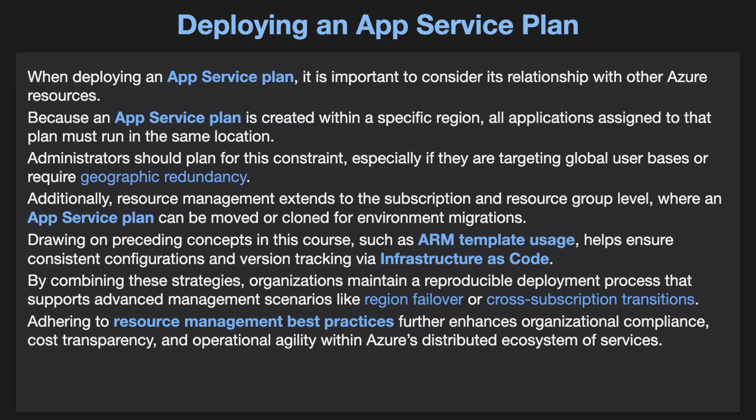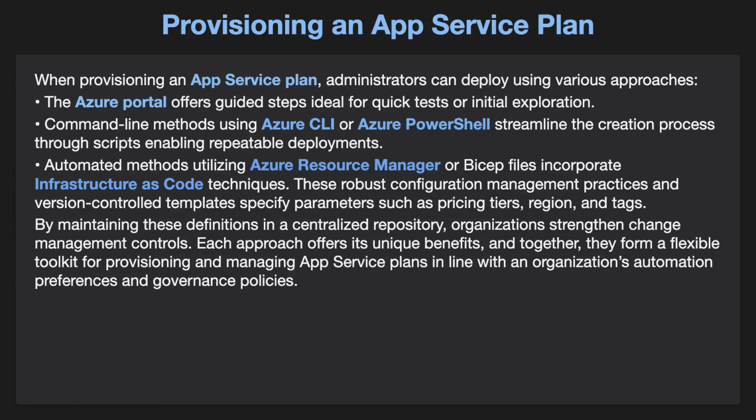When provisioning an app service plan, administrators can deploy using the Azure portal, command line tools like Azure CLI or PowerShell, and automated methods with Azure Resource Manager or Bicep files. The Azure portal approach offers guided steps, making it suitable for quick tests or initial exploration. Command line methods, powered by Azure CLI or Azure PowerShell, streamline the creation process through scripts, enabling repeatable deployments.